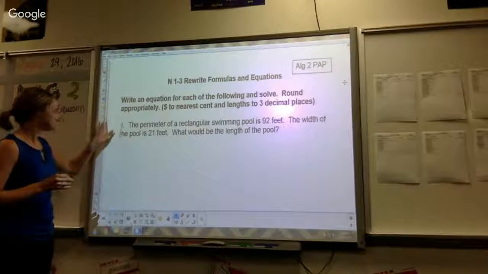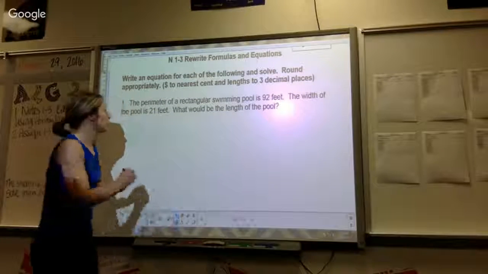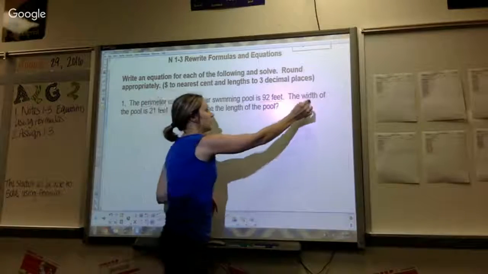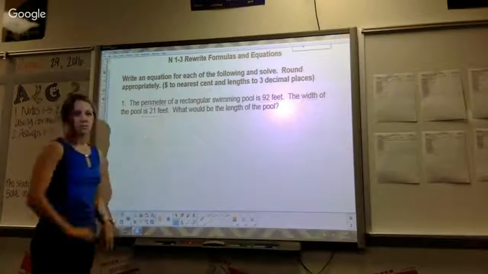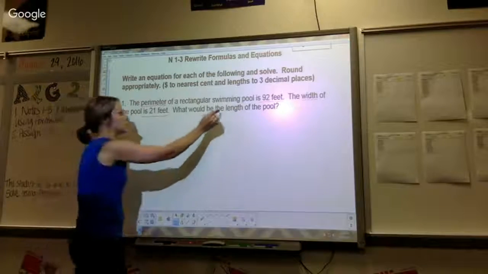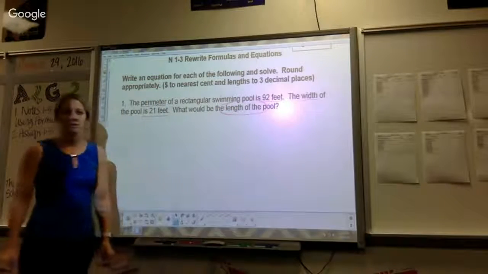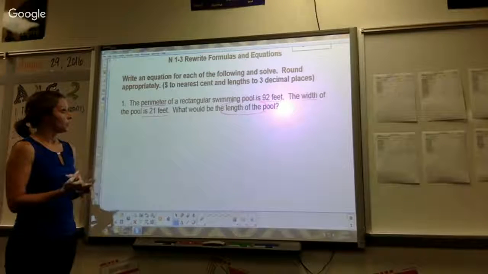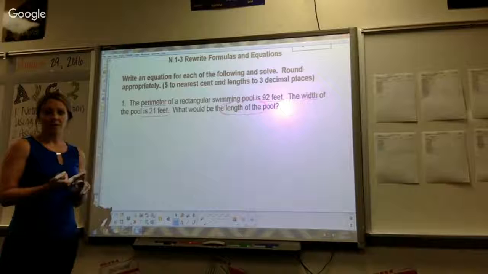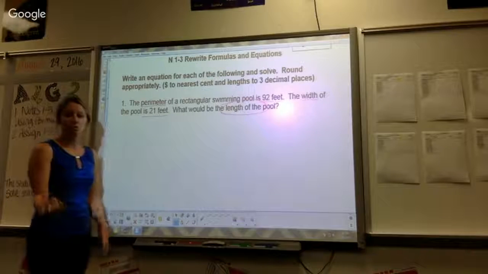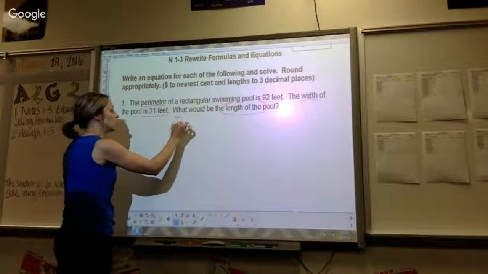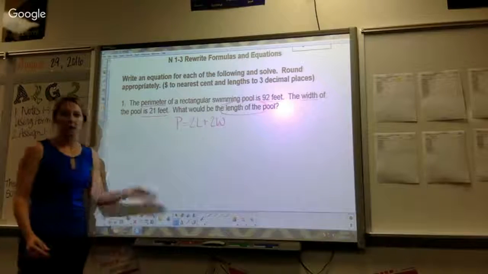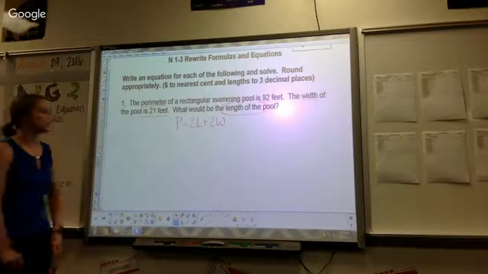Okay, so number 1, it says the perimeter of a rectangular swimming pool is 92 feet. The width of the pool is 21 feet. What would be the length of the pool is what we're trying to find. So first you need to figure out what formula you're going to use. So we're talking about perimeter, width, and length. So the only thing that has a formula is perimeter. So if you look at your formula chart, perimeter of a rectangle is 2L plus 2W. You're adding all the sides. There's 2 lengths and 2 widths.